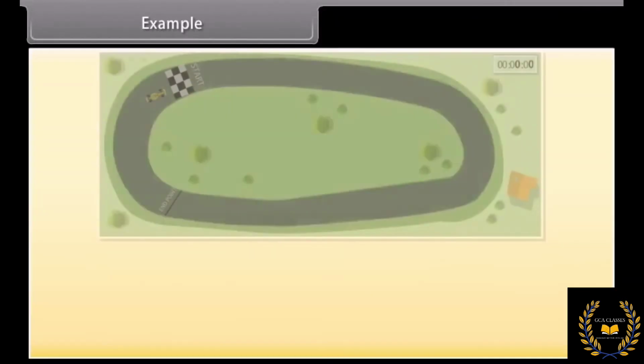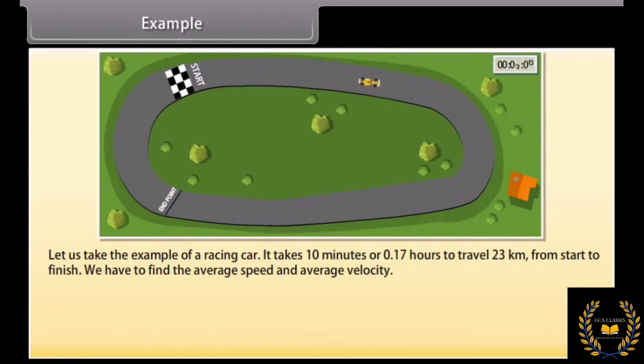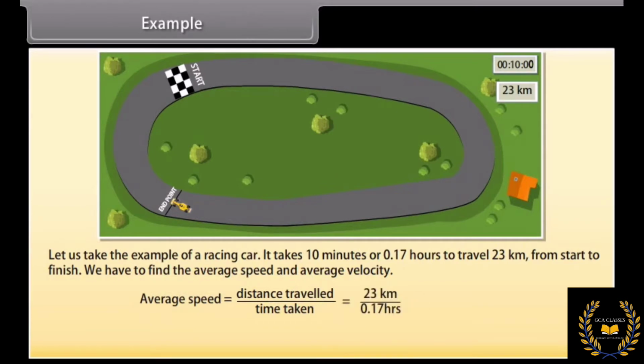Example. Let us take the example of a racing car. It takes 10 minutes or 0.17 hours to travel 23 kilometers from start to finish. We have to find the average speed and average velocity. We know that average speed is distance traveled by time taken. Therefore, average speed is equal to 23 kilometers by 0.17 hours, which is equal to 135.29 kilometers per hour.